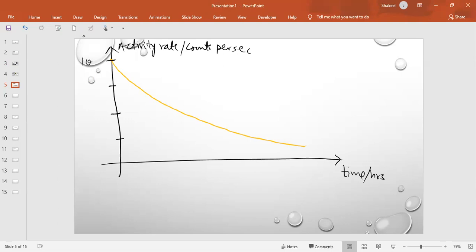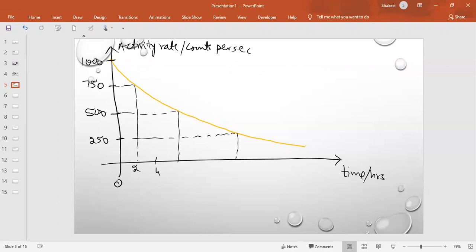So let's say this is 1000, this is 750, this is 500, and this is 250. And then over here, all the time values are also given. Okay, so we'll see that this is like 2 hours, 4 hours, 6 hours, 8 hours, 10 hours, 12, and 14 hours. So what is our task? We have to find half-life.